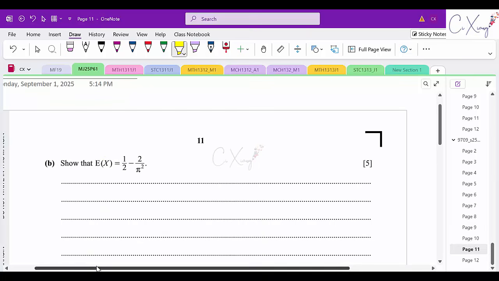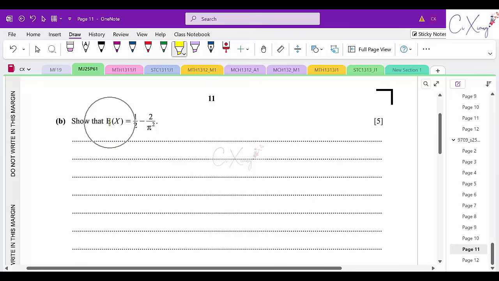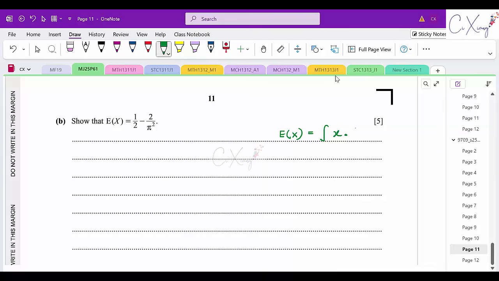For part B, they want us to find out the expected value of x, and they want us to show that this is the answer. Expected value of x, generally you have to integrate x multiplied with the function before you start the integration process. So same thing happens here. I need to integrate x multiplied with the function that I have. The function that I have is 1 plus cos pi x.